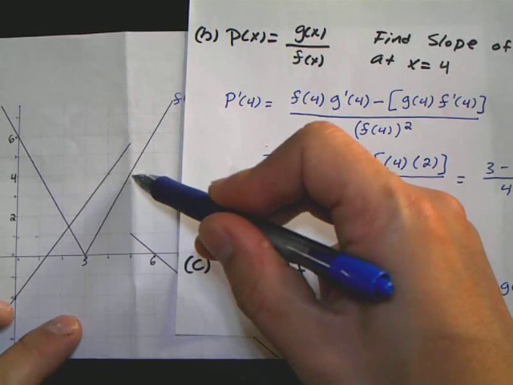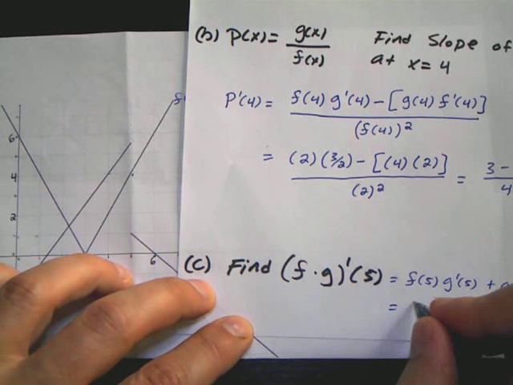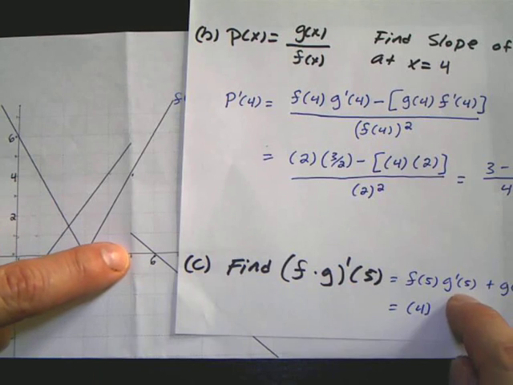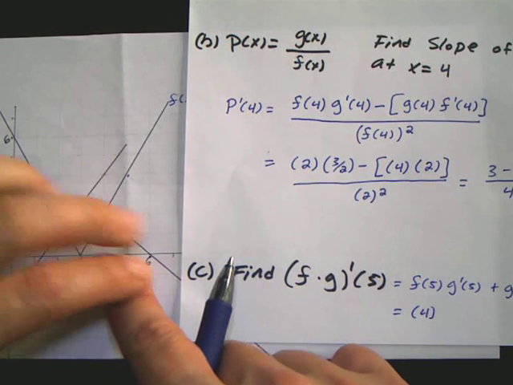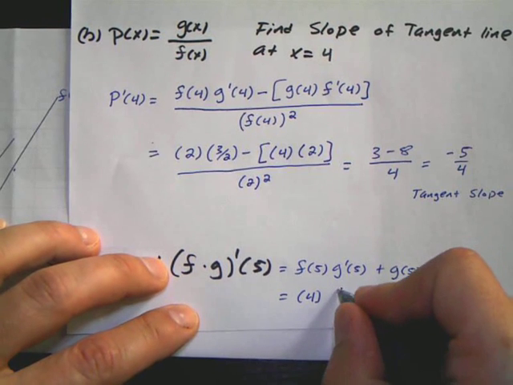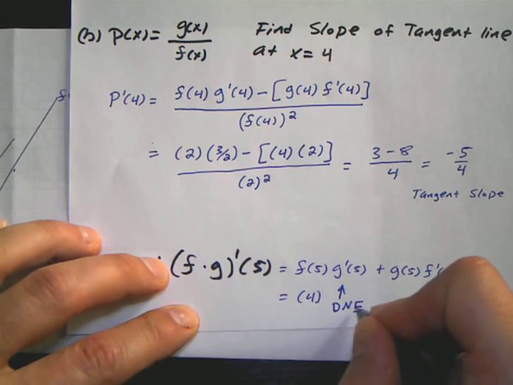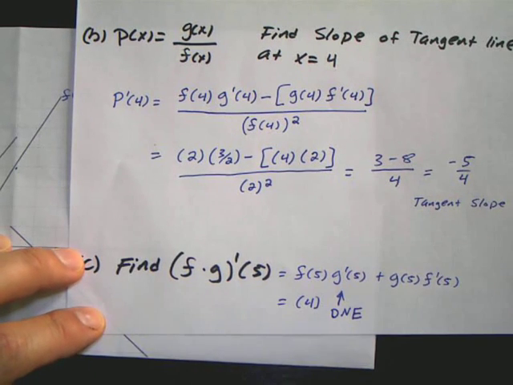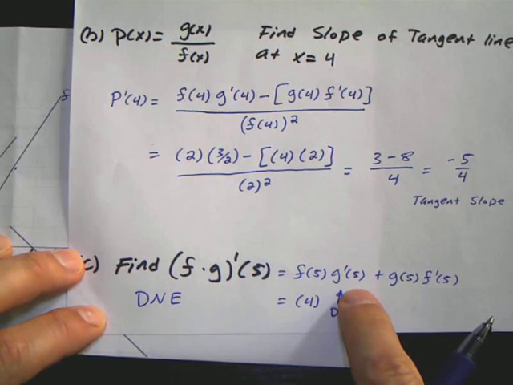G prime of 5 is the derivative at 5, but notice for the piecewise at 5 there's a jump. So this derivative of g does not exist. So if one part of the derivative does not exist, then the entire thing does not exist. So the answer to this one is pretty much does not exist, because for the derivative of g, there was a jump, so it would not exist. So that one is done.